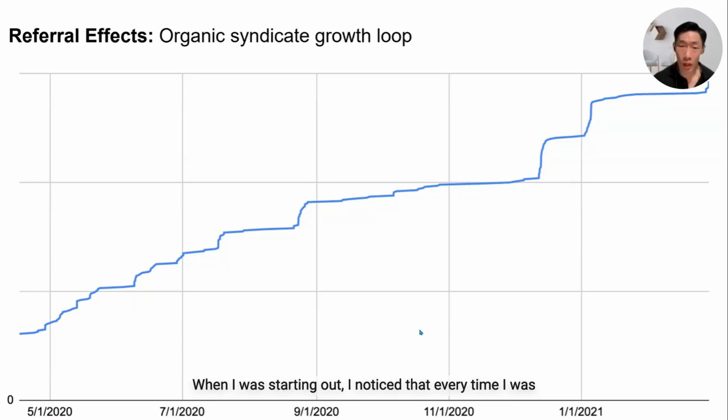When I was starting out, I noticed that every time I was active with a deal, either I published a new deal, I was giving updates, I was communicating with investors, I started to get intros. I started to get people requesting access to the data room, right? People that I didn't know. The only way they would have been able to find the deal is that my existing investors forwarded an email onto somebody and that somebody else requested access. They wouldn't have found it otherwise.